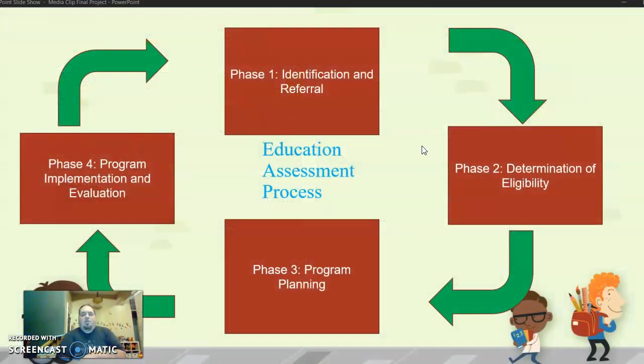Next, we move on to the education assessment process. This is a cycle. It's reoccurring. Once an IEP is established, it is looked at annually to see if it needs to be renewed or modified from the previous year. So the first phase is identification and referral. Second phase goes on to determination of eligibility. Phase 3 is program planning, and phase 4 is program implementation and evaluation.